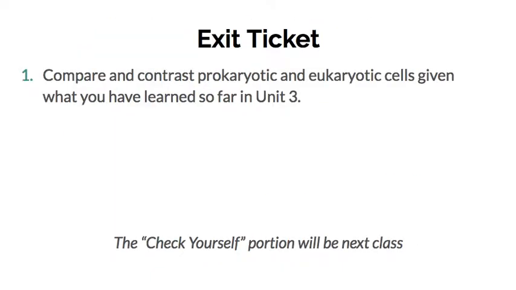So we've reached our exit ticket. Go ahead and compare and contrast prokaryotic and eukaryotic cells given what you've learned so far in Unit 3. And for today, there is not going to be a check yourself portion in the notes. Instead, we're going to talk about that next class. Okay, but go ahead and write out a few things on prokaryotic and eukaryotic cells on your notes, and then next class we will check that.